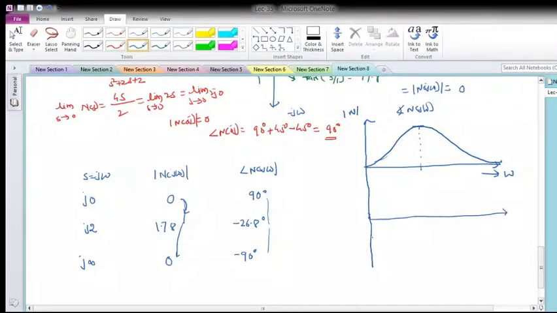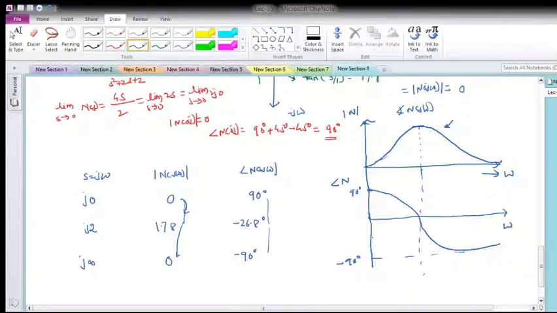Similarly for phase, how will it be? The phase varies from 90 degrees at omega equal to 0, and then somewhere at the maximum magnitude it cuts 0 degrees, and then it goes to minus 90 degrees. This is basically the phase response. So we can see this is not a good band pass filter, but it is a sort of band pass filter.